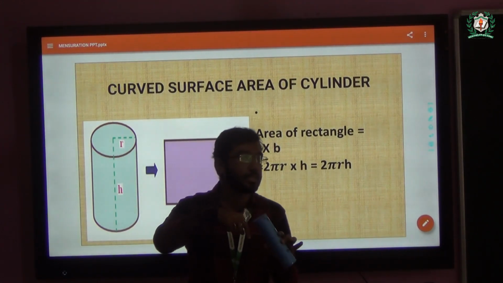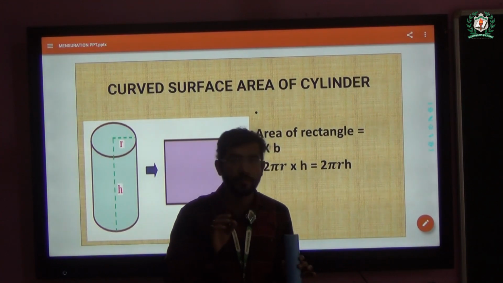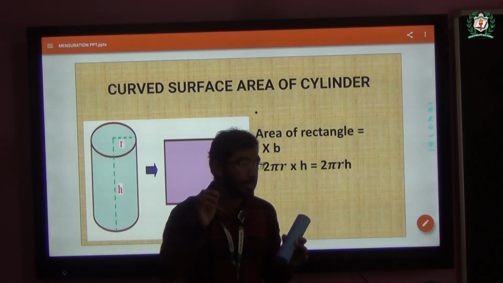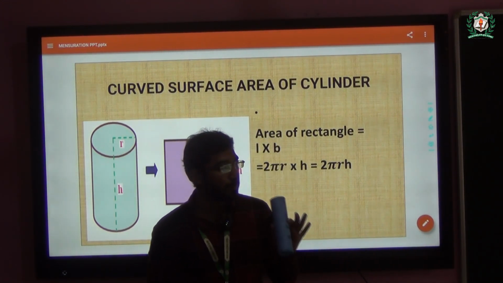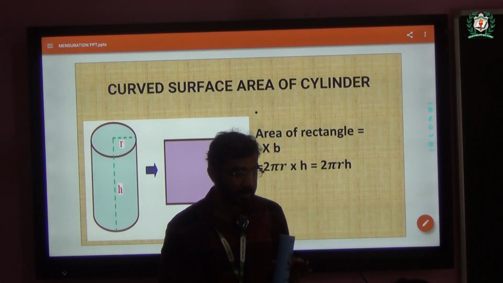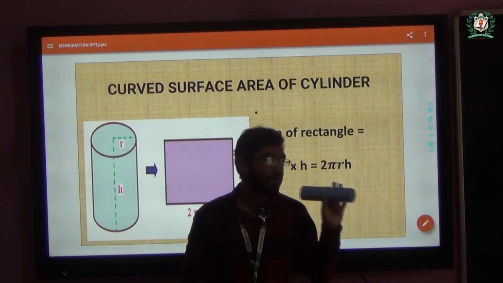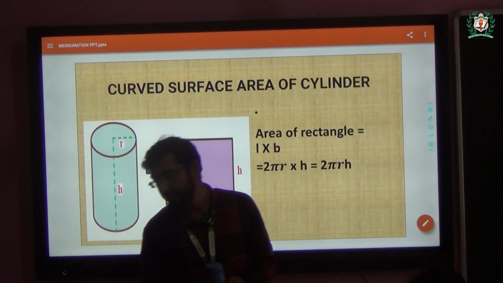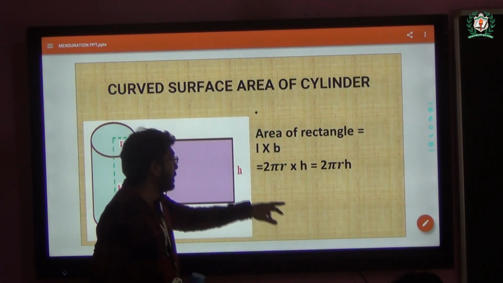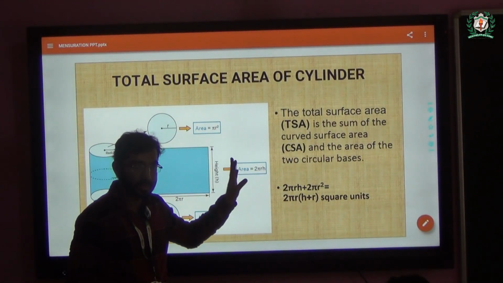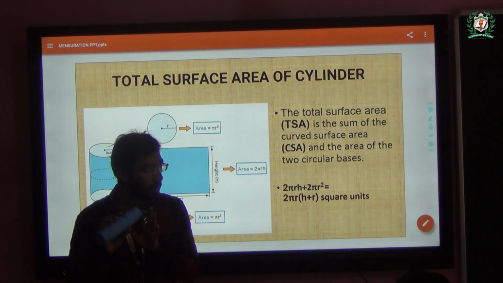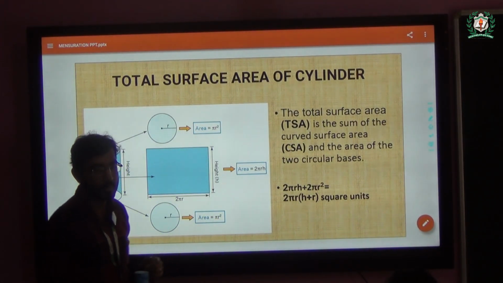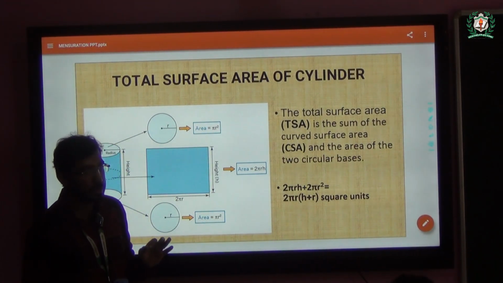And what was the curved surface area of the cylinder? So can I say that total surface area is 2 pi r h plus pi r square plus pi r square? Right, total surface area equals curved surface area plus area of two circular faces. The curved surface area is 2 pi r h. Surface area of one circle is pi r square, so 2 circles become 2 pi r square. So 2 pi r h plus 2 pi r square.